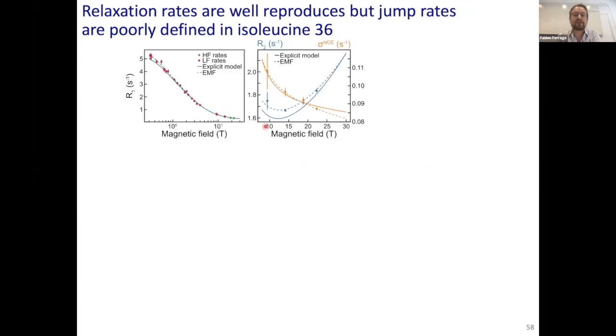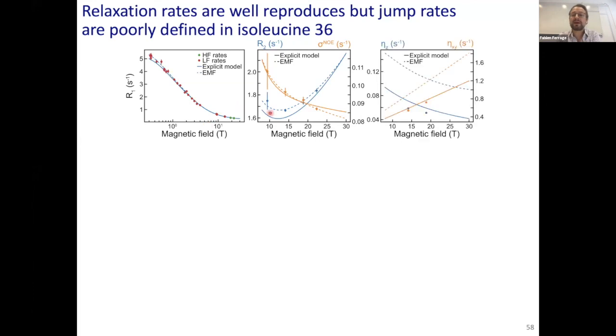However, you see that, again, the fit is pretty good for all the high field rates and the longitudinal relaxation rates obtained with relaxometry and high fields. But again, the agreement with the cross-correlated cross-relaxation rates is much better with the explicit model than with the extended model-free approach.